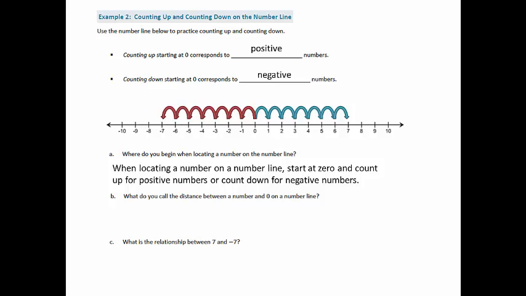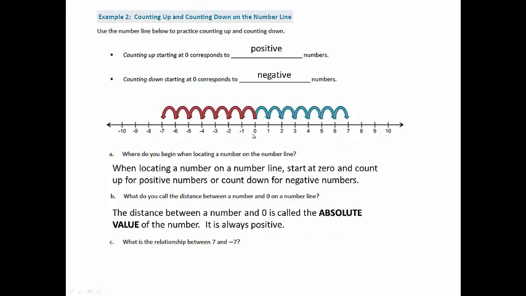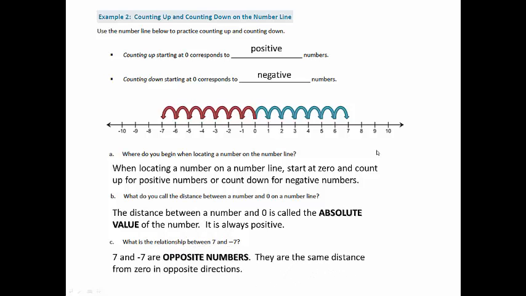If we want to look at the distance between 0 and a number on a number line, that's called the absolute value of that number. It's always positive. Distance is always positive. This is a review from last year. And what is the relationship between 7 and negative 7? Well, negative 7 is 7 units from 0, and positive 7 is 7 units from 0. They're what we call opposite numbers. They have the same distance from 0 in opposite directions.